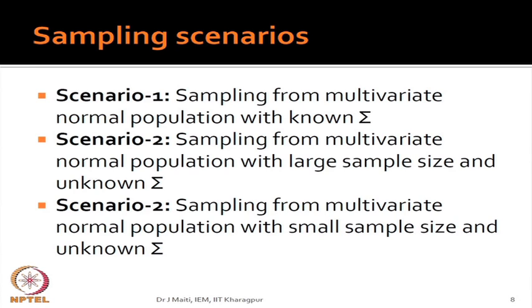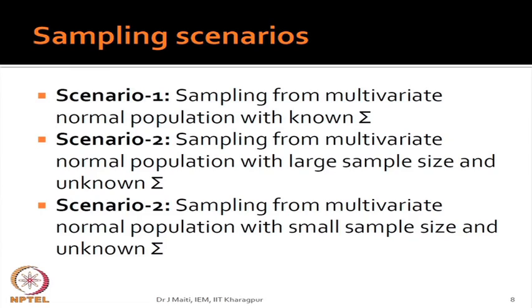There are more cases also. Suppose sampling from a non-normal population. What is the guarantee that your population will always be multivariate normal? It can be non-normal also. So, when you sample from a non-normal population, if your sample size is large, because of the benefit obtained from the central limit theorem, you can still say that x bar follows a multivariate normal distribution and you can proceed. We will not discuss that part, we are discussing these three scenarios.